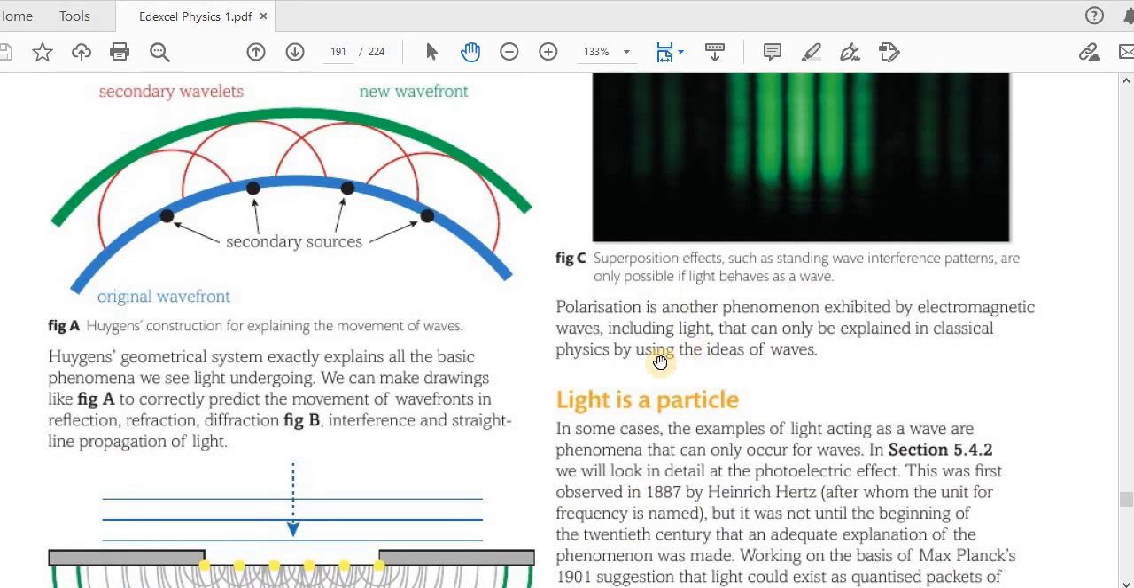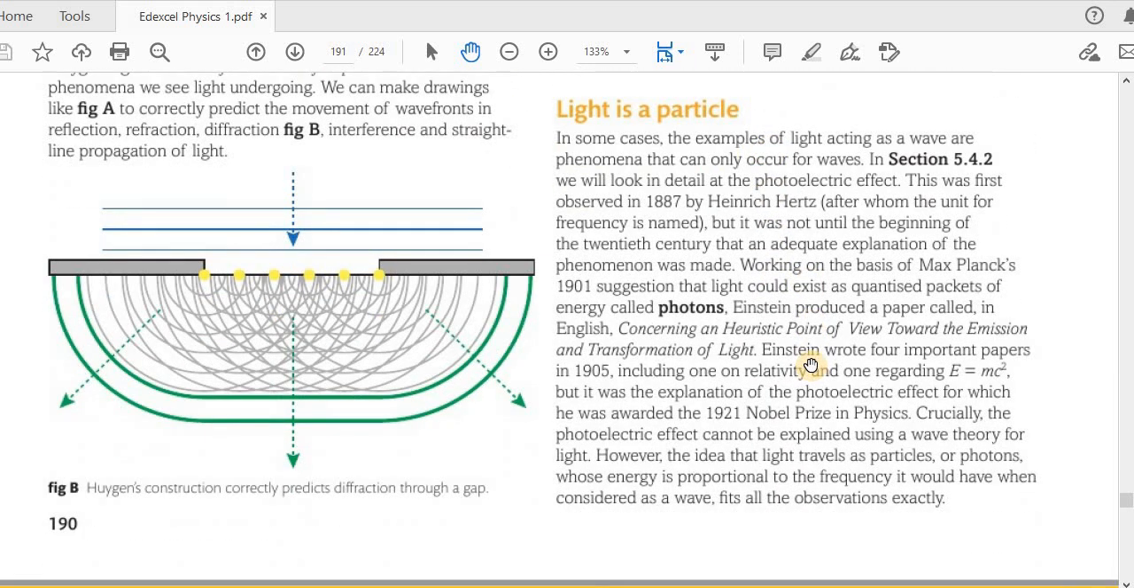Polarization is another phenomenon exhibited by electromagnetic waves, including light, that can only be explained in classical physics by using the ideas of waves. Now we will see how light can behave as a particle, because this is what we will need for the next part, where we will apply Einstein's photoelectric equation.